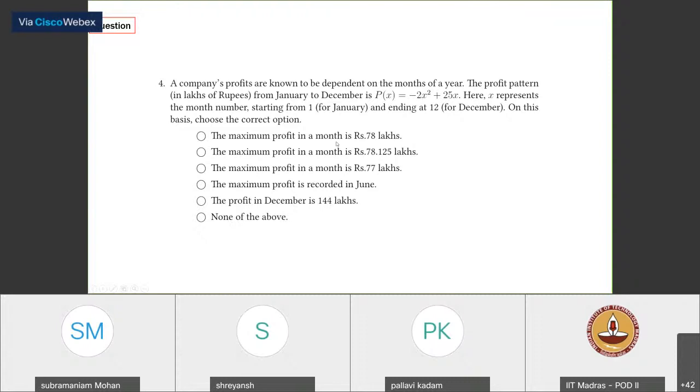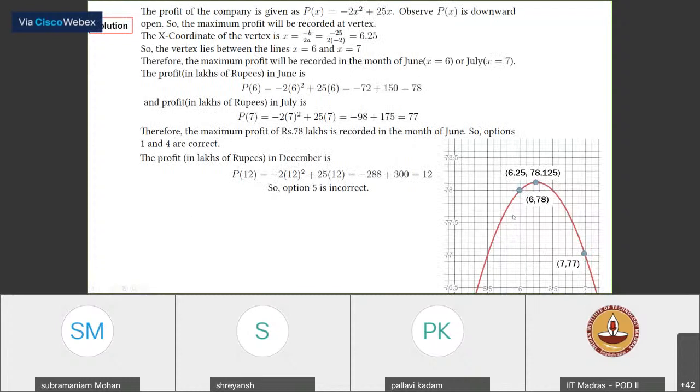At 1 month, maximum profit in 1 month. So what you will find is that the actual maximum profit, the vertex, is coming in the middle portion of a month, say around the 15th of a month. So that we are not taking. We are taking, say here, 6.25.